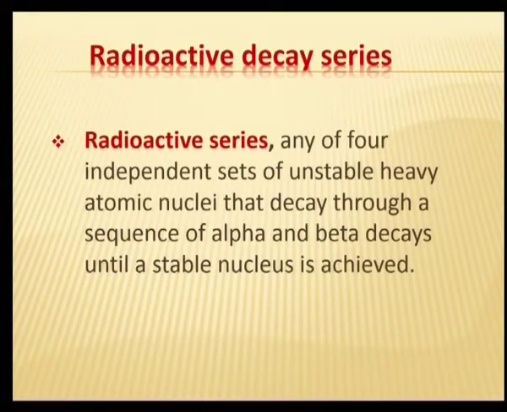radioactive. Then the radioactive series which we have been discussing, any of 4 independent sets of unstable heavy atomic nuclei that decay through a sequence of alpha and beta decays that I showed just now until a stable nucleus. What is a stable nucleus? That is, lead is achieved.